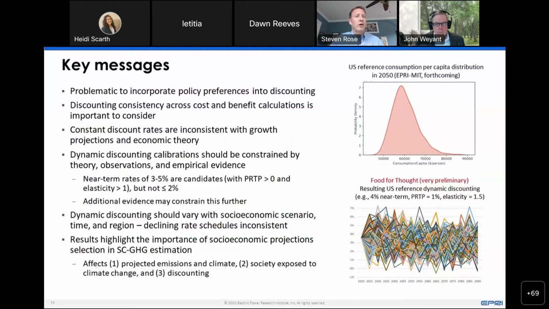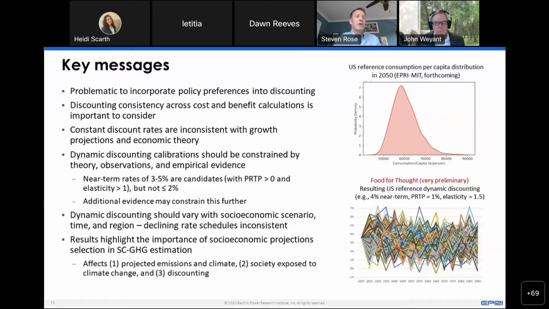So, just a couple of quick takeaways. One is it's problematic to incorporate policy preferences into discounting. Discounting consistency across costs and benefits calculations is important and something we need to be considering. Constant discount rates are clearly inconsistent with growth projections and economic theory, and that's something that needs to be corrected. Dynamic discounting calibration should be constrained by theory, observations, and empirical evidence. What we've seen so far suggests that near-term rates of 3 to 5% are really the candidate space and potentially could be constrained further with additional evidence.